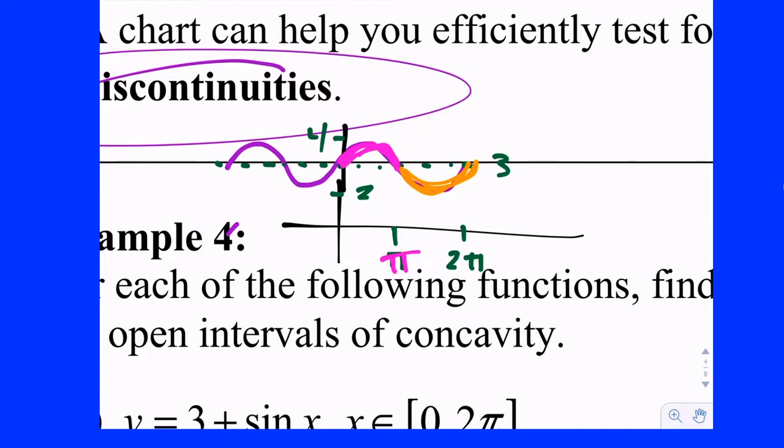Is that legal, though? Totally. We're going to be using calculus to give us information about a graph, but you can also use your knowledge of what a graph looks like to inform you of what the calculus is doing.